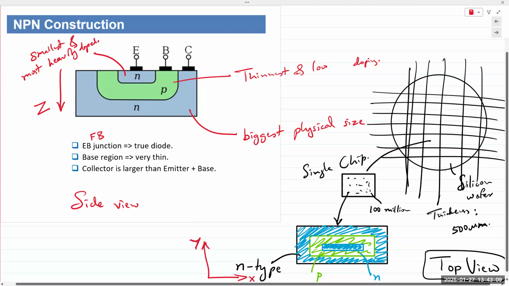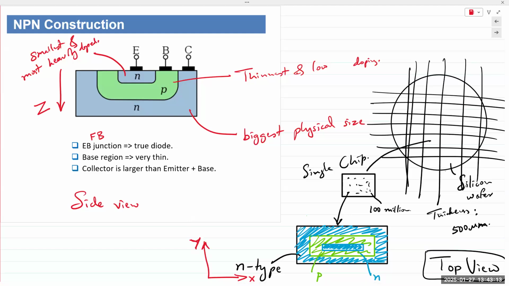So base is by far the thinnest. Collector is by far the biggest. Emitter is the smallest in the X and Y direction. Okay. However, the emitter is the most heavily doped out of all three, meaning it has an excess of free charge carriers. It's an NPN transistor.